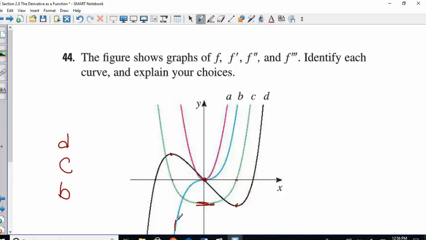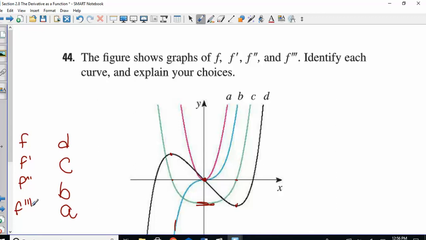But what's my graph doing the entire time? Always increasing. So the derivative should always be positive. So the derivative of B would be A. So that means D is the original, C is the first, B is the second, and A is the third. So you basically just have to pick a starting point and start figuring out which one would be the derivative from there.